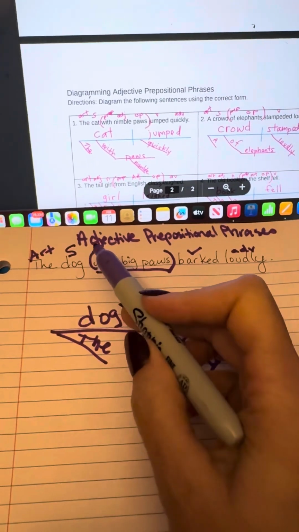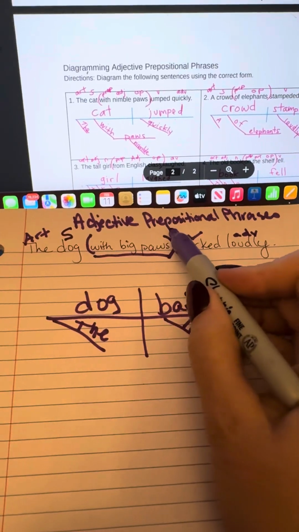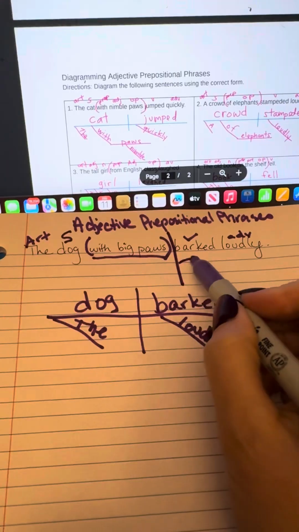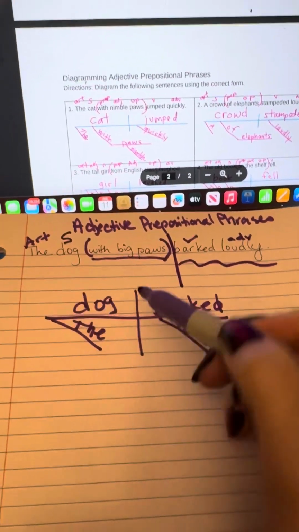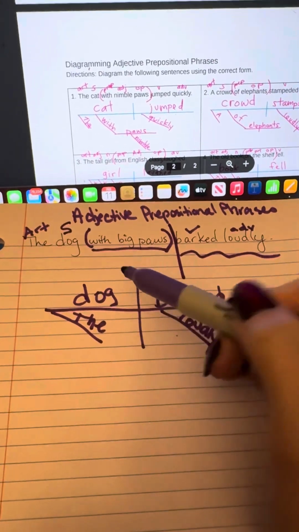This is a prepositional phrase, with big paws. It is part of the subject, right? Because barked is the verb. So everything after the verb goes here. Everything before the verb goes here. So what do I need to do now? I need to diagram a prepositional phrase.